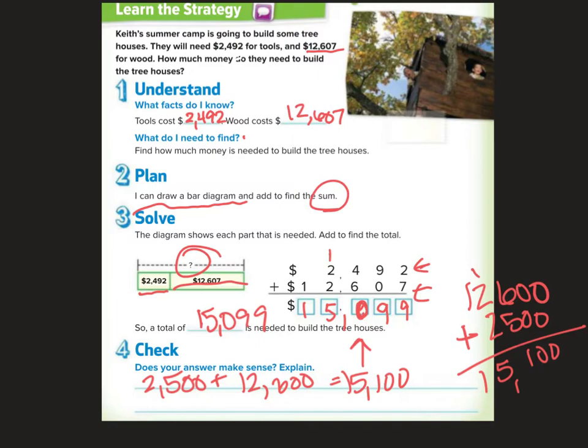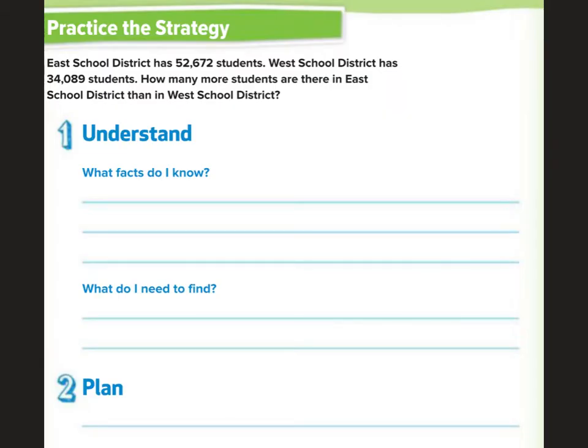Let's go to the next one. East School District has 52,672 students, and West School District has 34,089 students. How many more students are there in East School District than in West School District?